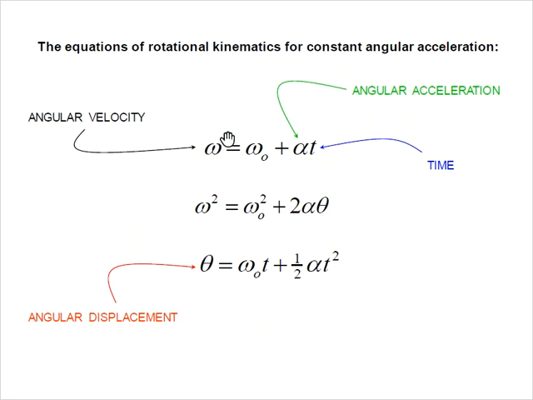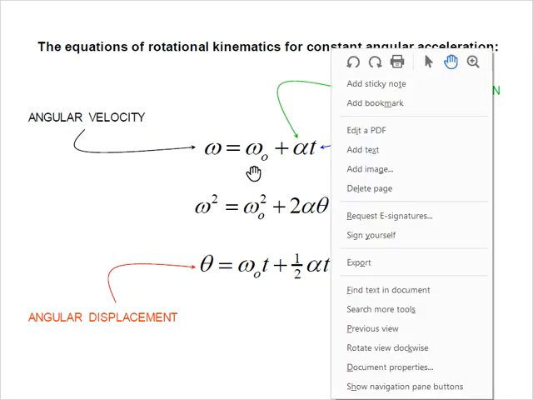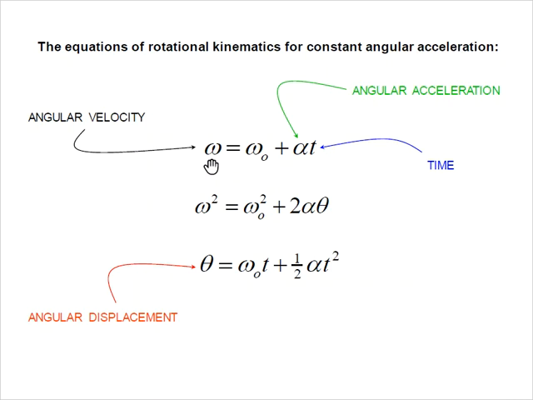I want you to take a look at all of these kinematic equations. They just have funky letters. Angular velocity is equal to initial angular velocity plus angular acceleration times time. Notice how this is very similar to our linear kinematic equations: final velocity is equal to initial velocity plus acceleration times time. They have very similar forms. They just changed letters.